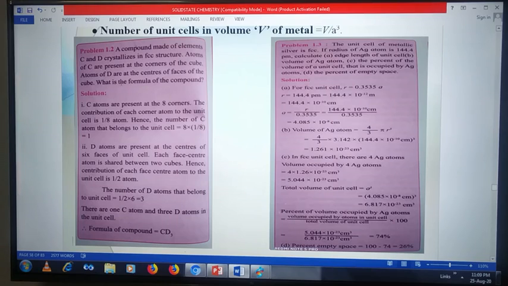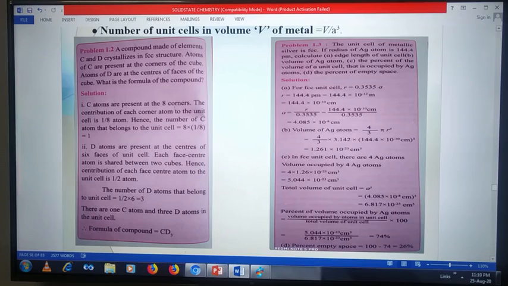It is not related to the edge length and the radius. So the problems which are related to the edge length or radius are not considered here for the syllabus. But this type of problem is always included. So look at this one.